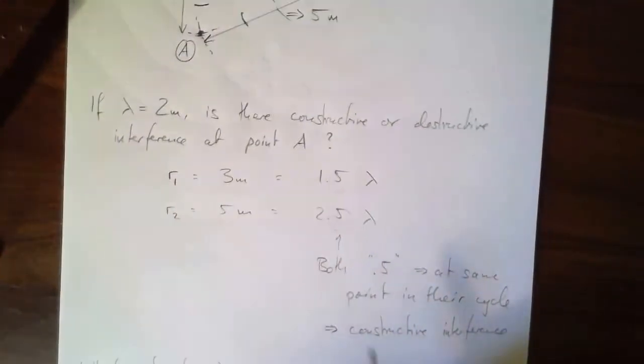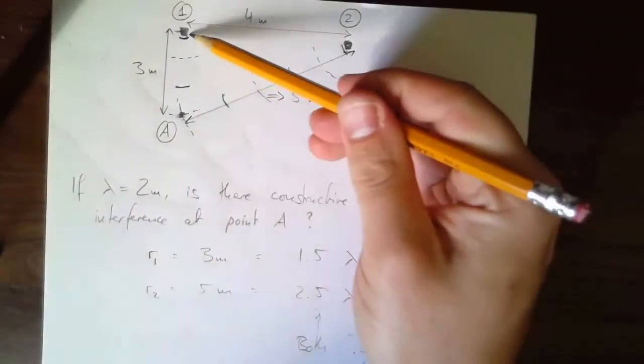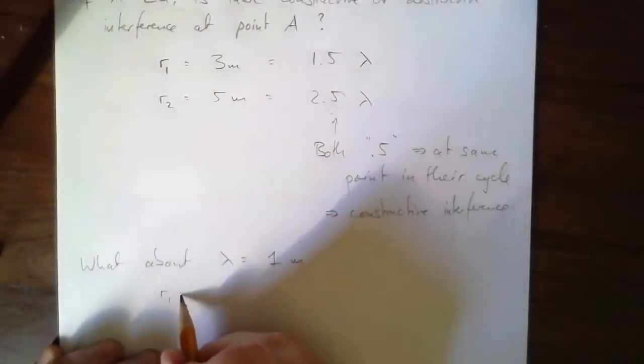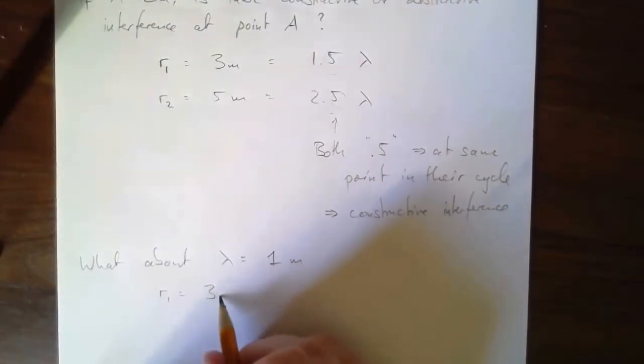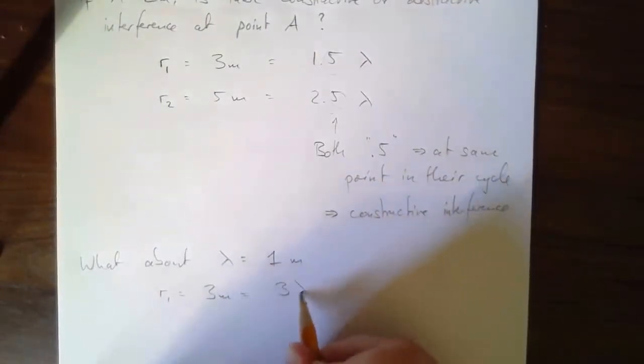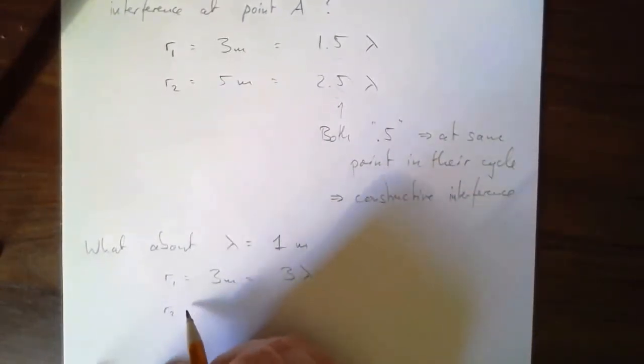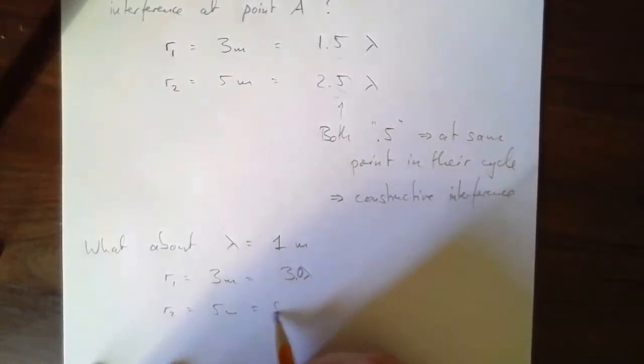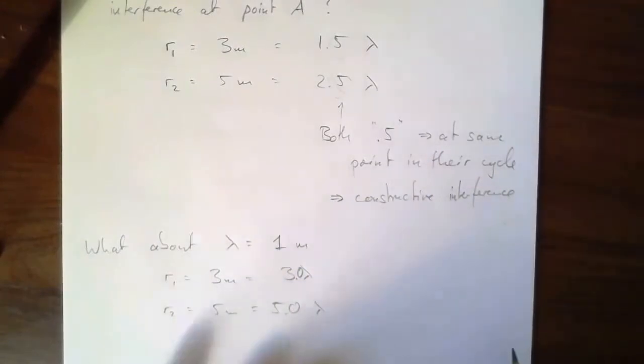Shorter wavelengths. Well then, right, I have 3 full cycles from here to here, and I've got 5 full cycles from here to here. So I've got R1 equals 3 meters, it's now 3 lambda. R2 equals 5 meters, so 5 lambda.